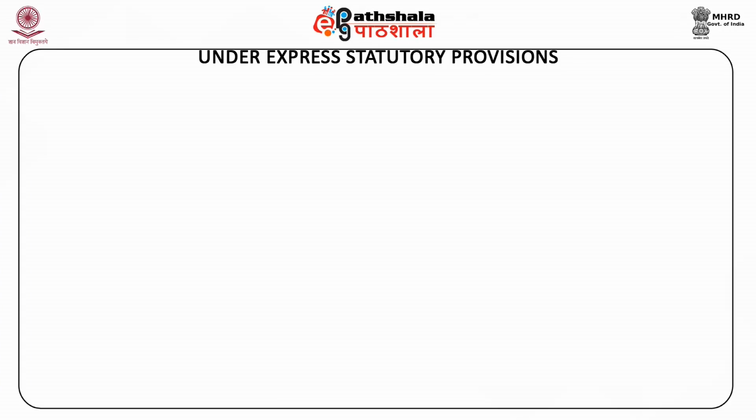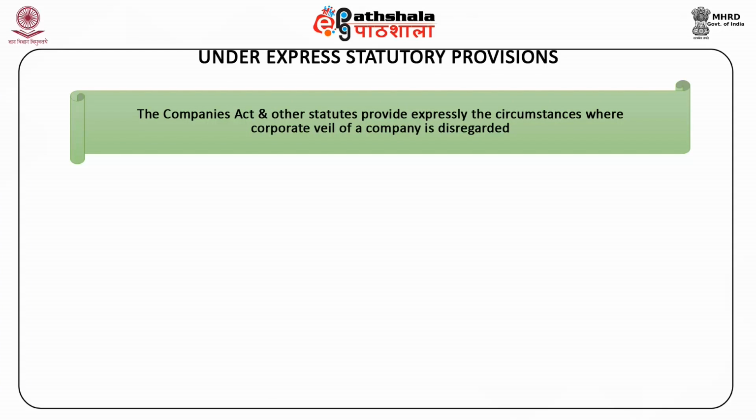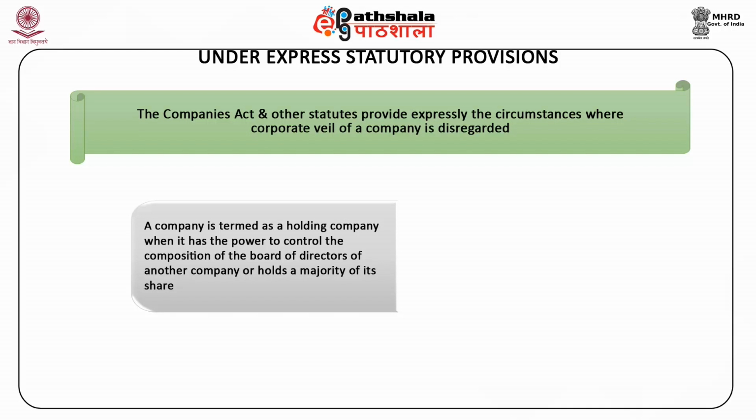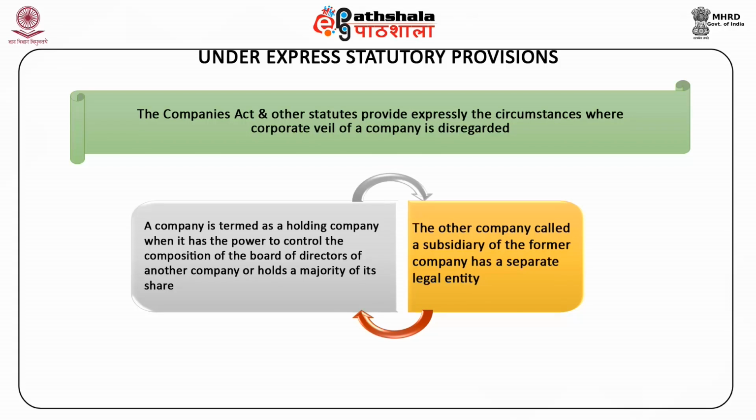Under express statutory provisions, the Companies Act and other statutes provide expressly the circumstances where corporate veil of a company is disregarded. Following are some of those cases. Holding and subsidiary company relationship. A company is termed as a holding company when it has the power to control the composition of the board of directors of another company or holds a majority of its shares. The other company, called a subsidiary of the former company, has a separate legal entity.